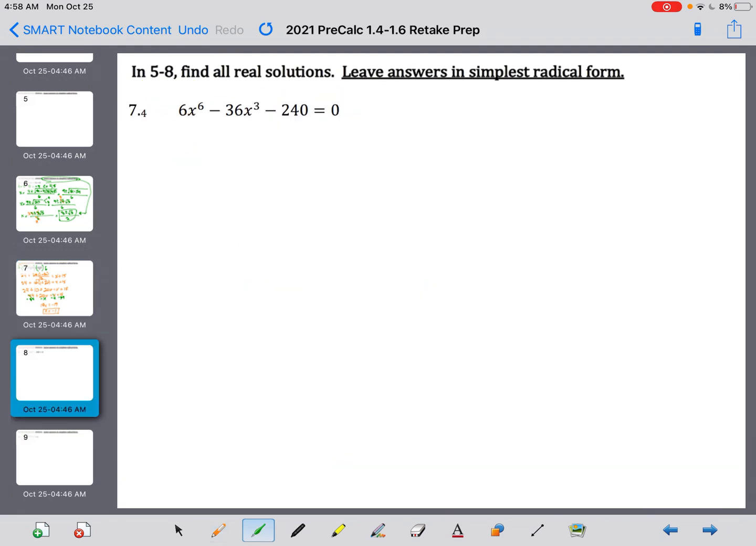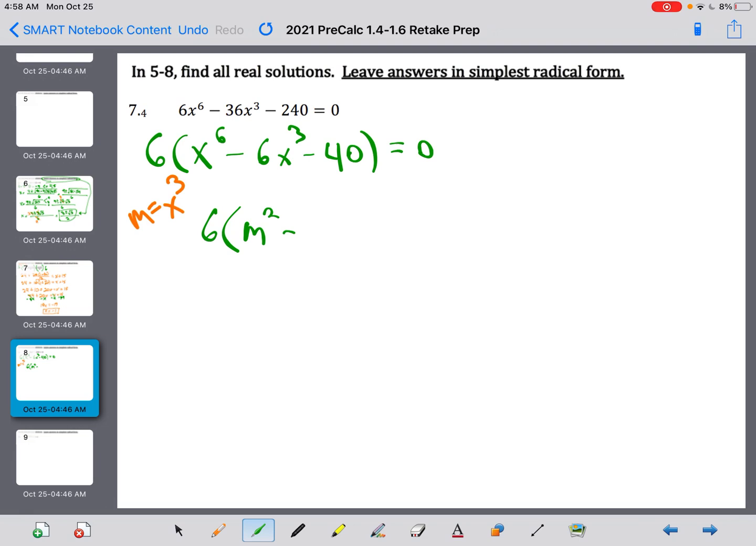Okay, moving on. Number 7. This one I first see I can factor a 6 out. That is always the first thing you want to do. Take out any greatest common factors that you can. Reduces the numbers substantially. Now in this case, I'm going to use a substitution because this is not a true quadratic, but I can make it a quadratic by substituting m in for x cubed. So I'm going to get 6 times the quantity m squared minus 6m minus 40 equals 0. And however you factor, using the crisscross method, you're going to get m minus 10, m plus 4.